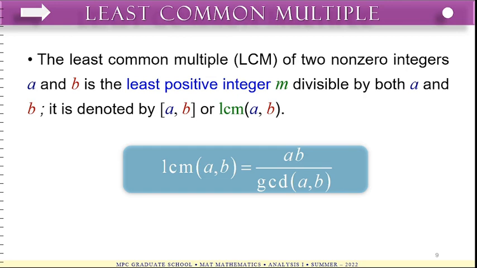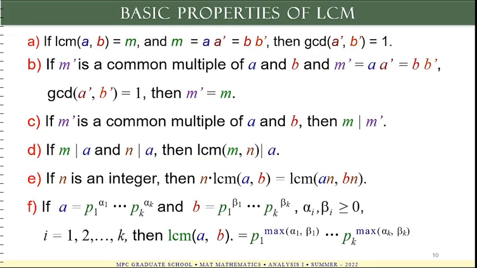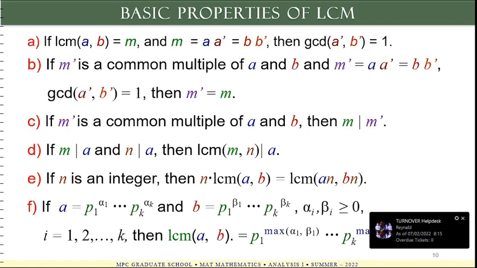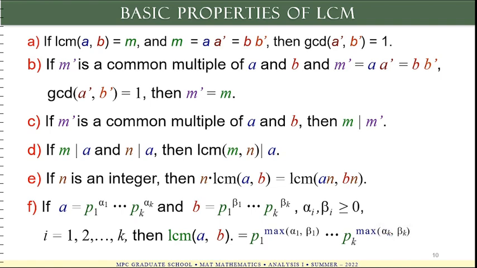And the least common multiple has basic properties. For letter A, or the first basic property, we have: if the LCM of a and b is equal to m, and m is equal to a times b, then the GCD of a and b is equal to 1. Letter B, if m is a common multiple of a and b, and m is equal to a times b, and the GCD of a and b is equal to 1, then m is equal to the LCM of a and b.